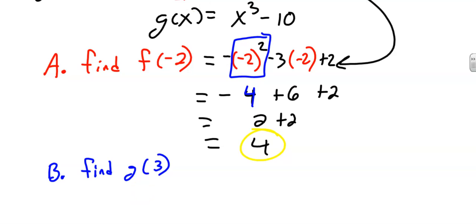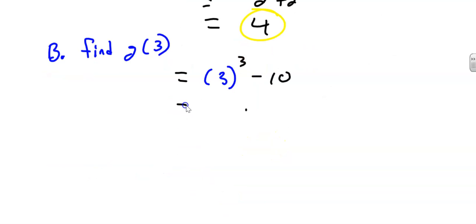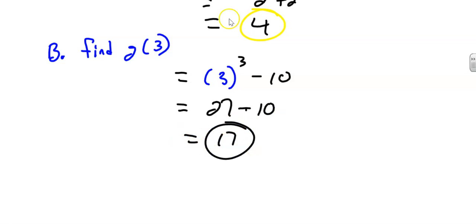Okay, and then for the g part, we've got g of 3 is equal to x to the third minus 10. So that's going to be x, which again is 3, to the third minus 10. Three to the third is 27. 27 minus 10 is 17.